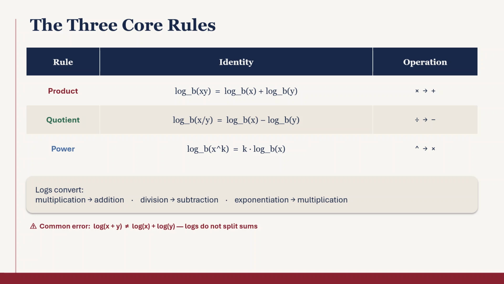Power rule: log base b of x to the k equals k times log base b of x. The exponent comes out as a coefficient. Logs convert multiplication into addition, division into subtraction, and exponentiation into multiplication. This is why logs are useful for any problem where multiplying many numbers would cause precision issues. That is the entire point of log likelihood, which we will see in 2 slides.